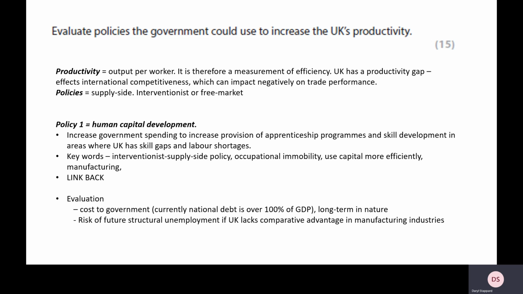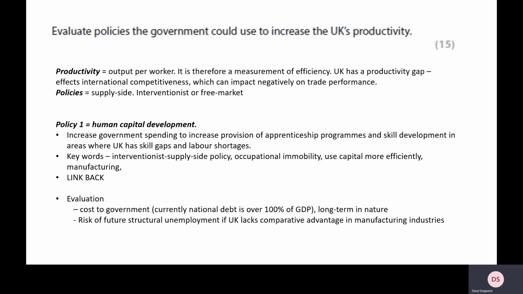I could also get a fact that these policies tend to be long-term in nature. So they might tackle productivity gaps, but it's only going to be a long-term fix for the economy. And that is because the nature of education and training is that people need time to gain those skills, but then they need time to put those skills into practice to become more productive in UK manufacturing. So it will not fix productivity problems in the short run, but it will hopefully have a long-term benefit for the economy.